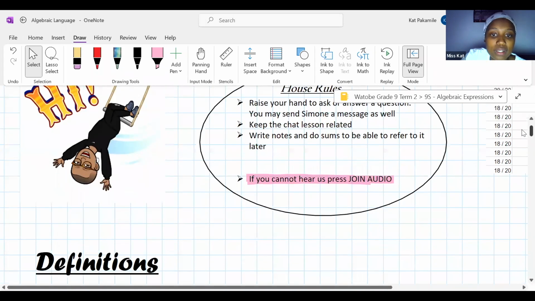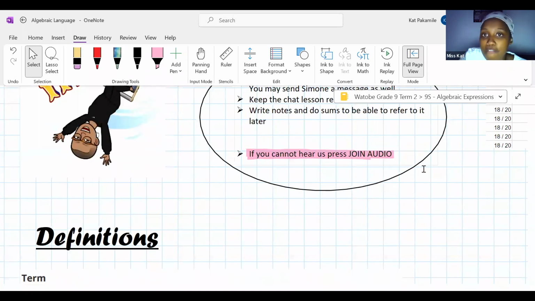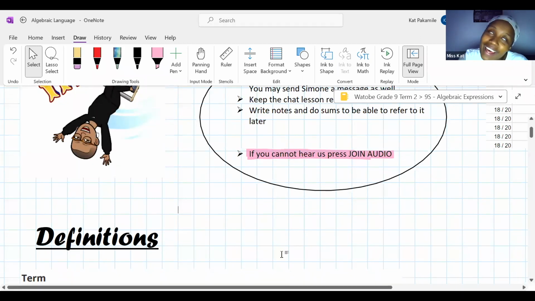Let us get started. Obviously, first stage of the day. Alicia is so proud of herself. We love it.